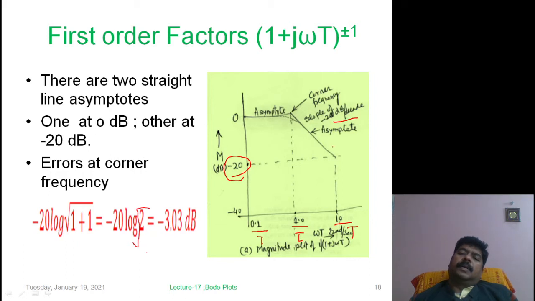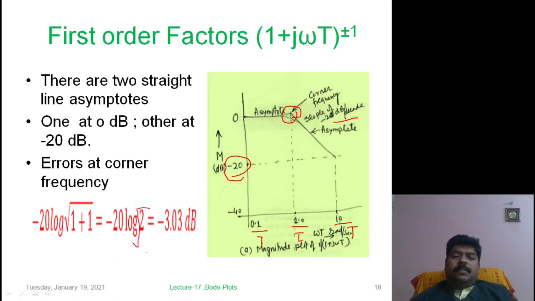So this is the second asymptote, and this is the corner frequency. At the corner frequency 1 by T, up to this point it is contributing 0 dB, and at this point you can also find the error at this corner frequency, because here the frequency is 1 by T, so that will be minus 20 log under root 1 plus 1, means minus 20 log root 2.